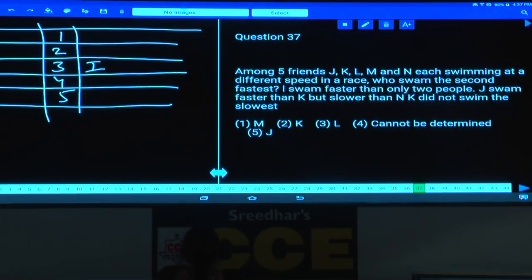J swam faster than K. J is faster than K but slower than N. K did not swim the slowest. As K cannot be at the slowest, hence this must be K, and this is J, and this is N. And who is the person left over here? L is the person left over. Now the question is about what? The question is about who swam the second fastest, and J swam the second fastest, and it is given in choice 5. Question number 37, choice 5 is the answer.